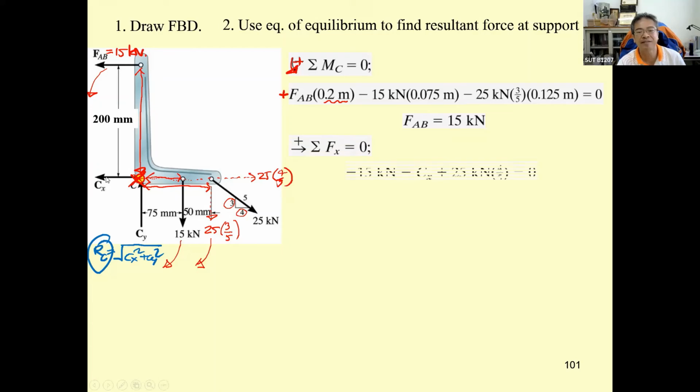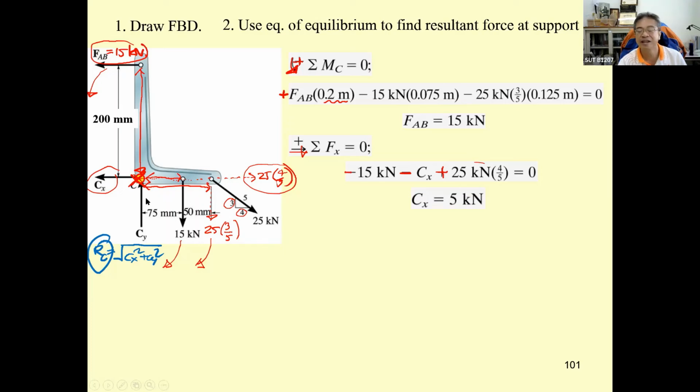So C sub x is negative. Okay, and this one, the same in this direction, is going to be positive. And F sub AB in the same direction of C sub x is negative. So you got C sub x equal to 5 kilonewton.